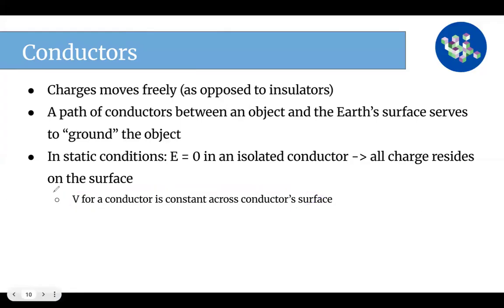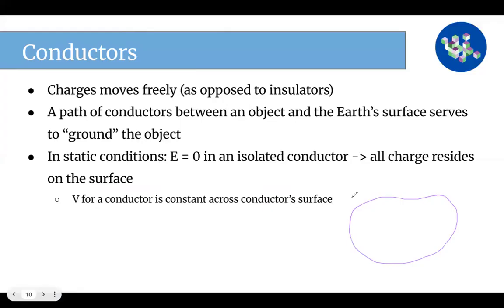And the reason for that is, if I have, in a static situation, say this might be my conductor, it can be shaped however I want. If the charges are static, that means that they're not moving, right? So the charges can only move, if they're moving, along the surface.